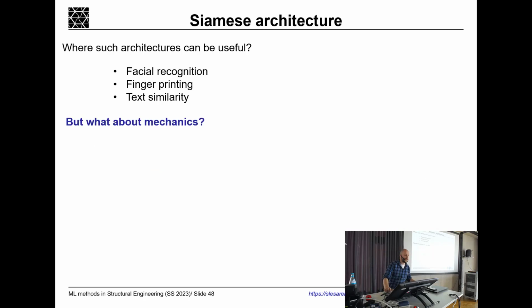And in this case, I will ask you, where do you think you can use it in mechanical engineering or civil engineering or material science? Any ideas? How can I use this so-called similarity learning in these domains? What would be your suggestions? Come on, anything. What would you suggest?